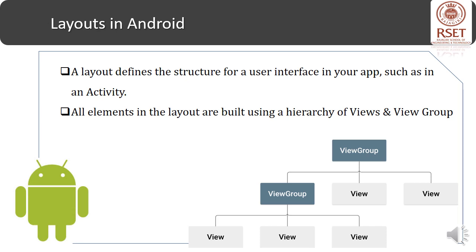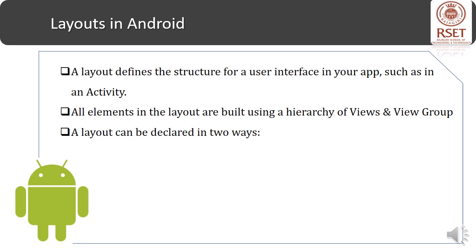That is, suppose that you have a button and a text view in your app. View group will be defining a layout structure for these view elements. Understood? Now, how can you declare a layout in Android?